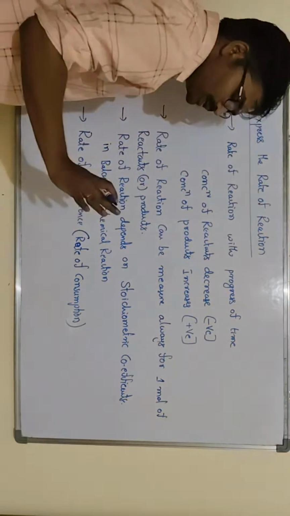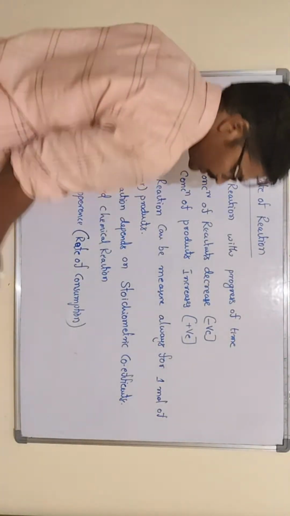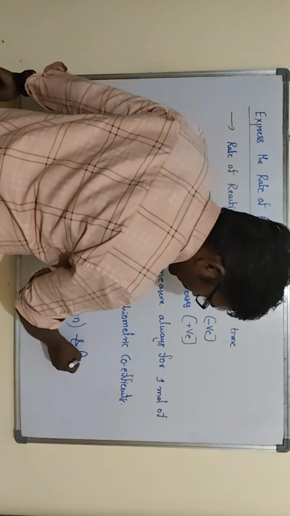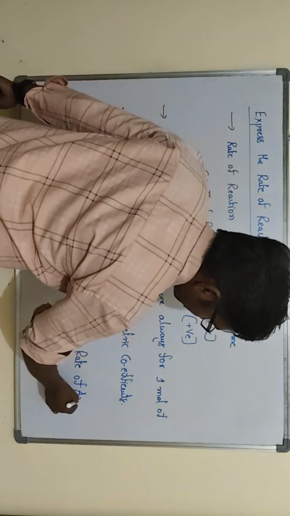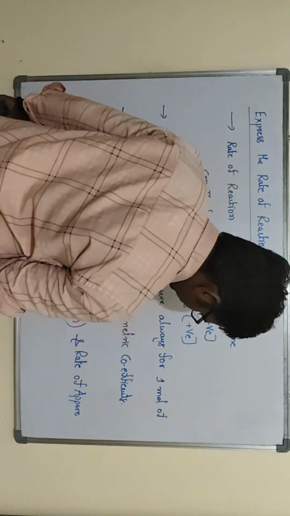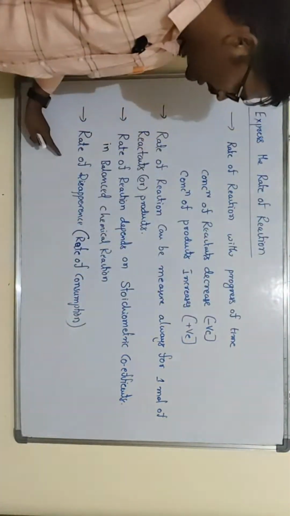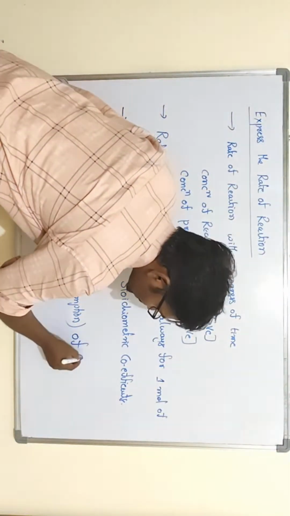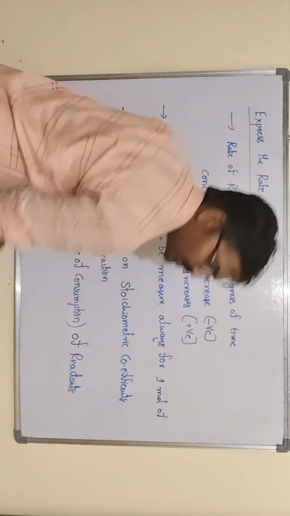Rate of disappearance or rate of consumption, both are the same. We say rate of disappearance and rate of consumption for reactants.